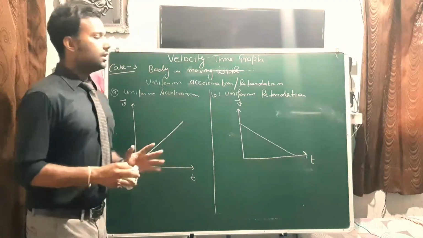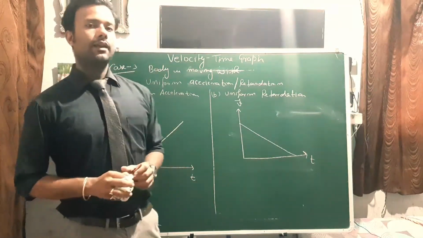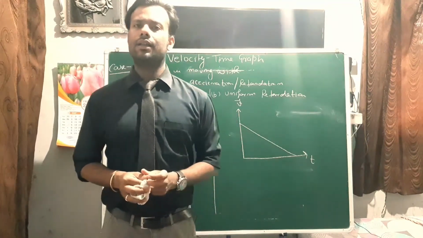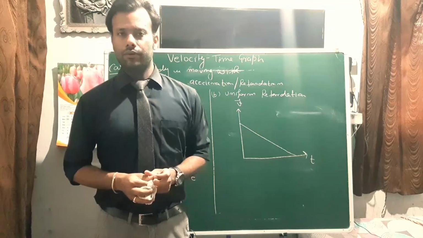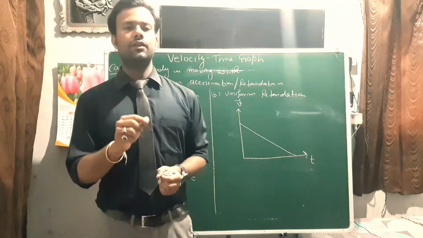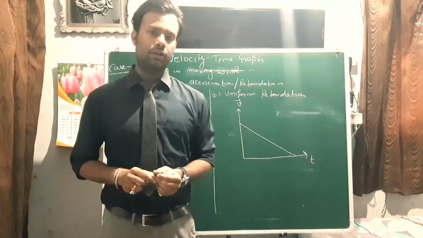So these are the basic 3 cases in the VT graph. Now let's see why these graphs are significant. We can say that in the graphical representation, the VT graph is the most important graph.